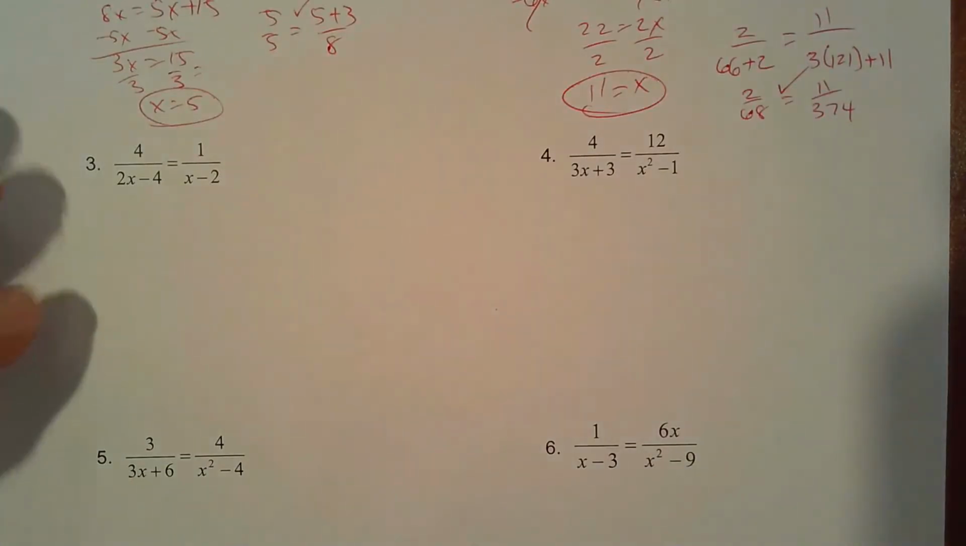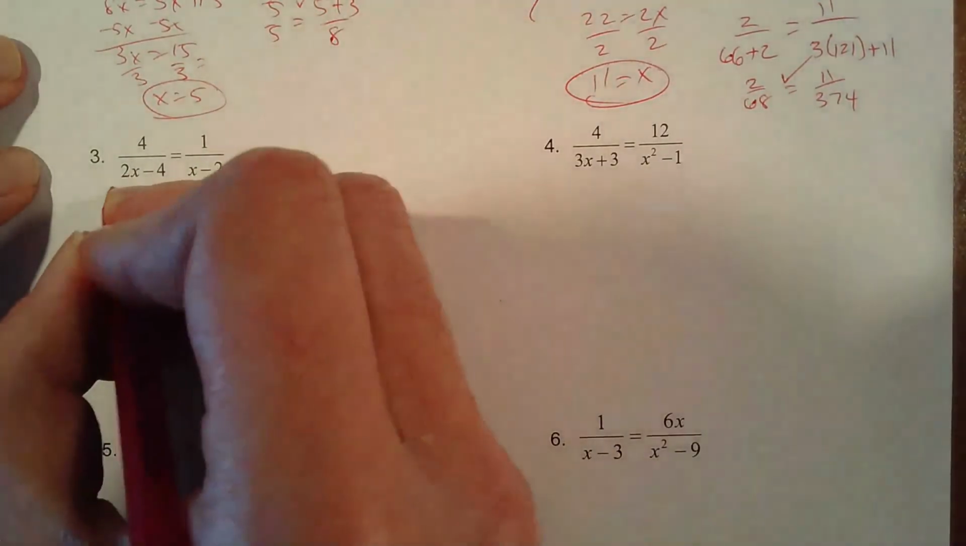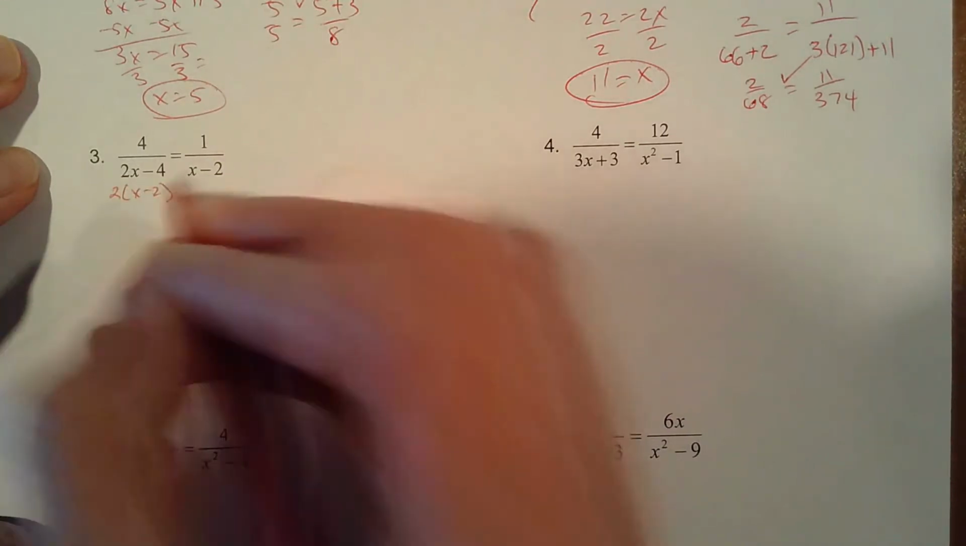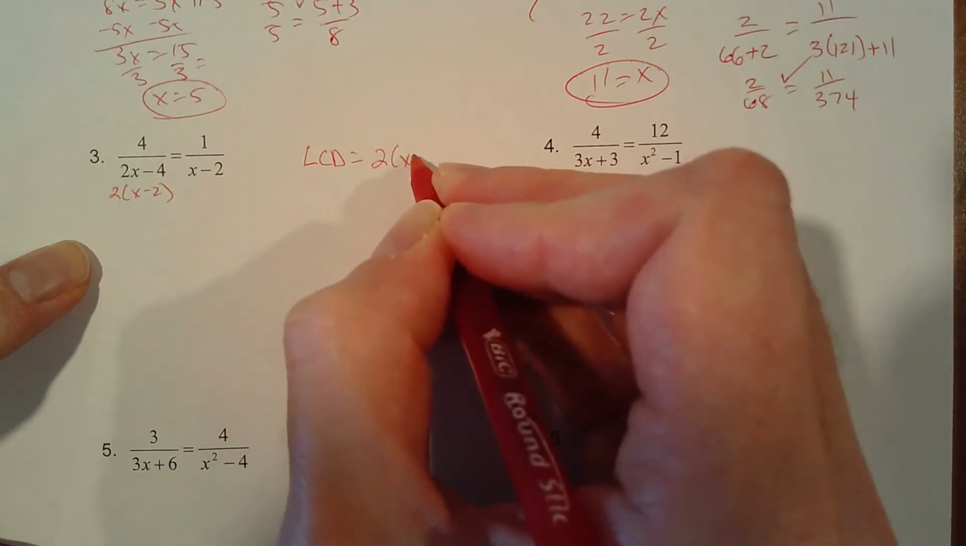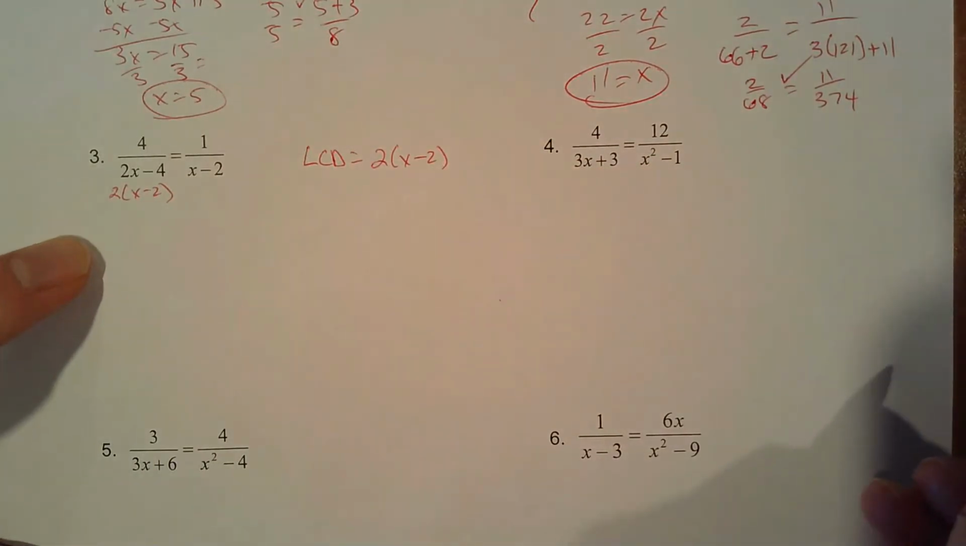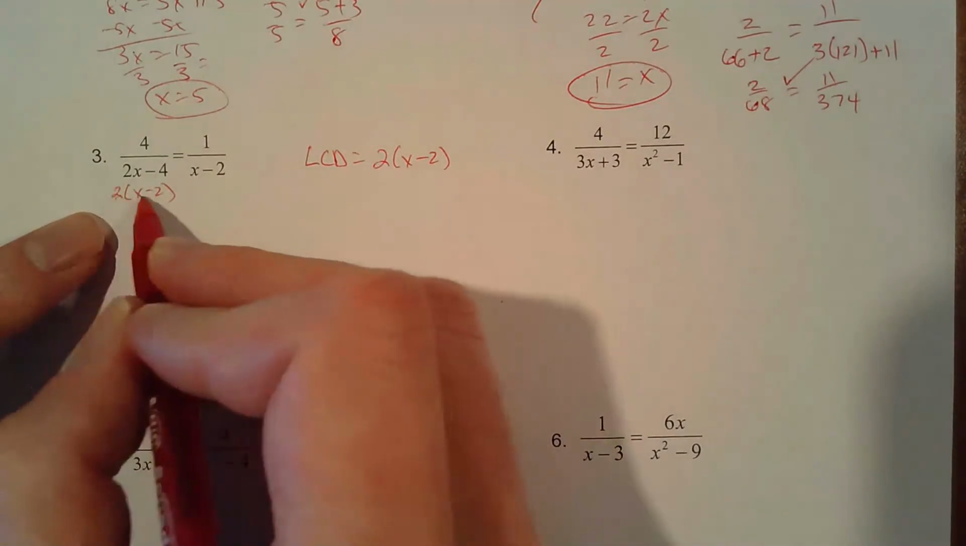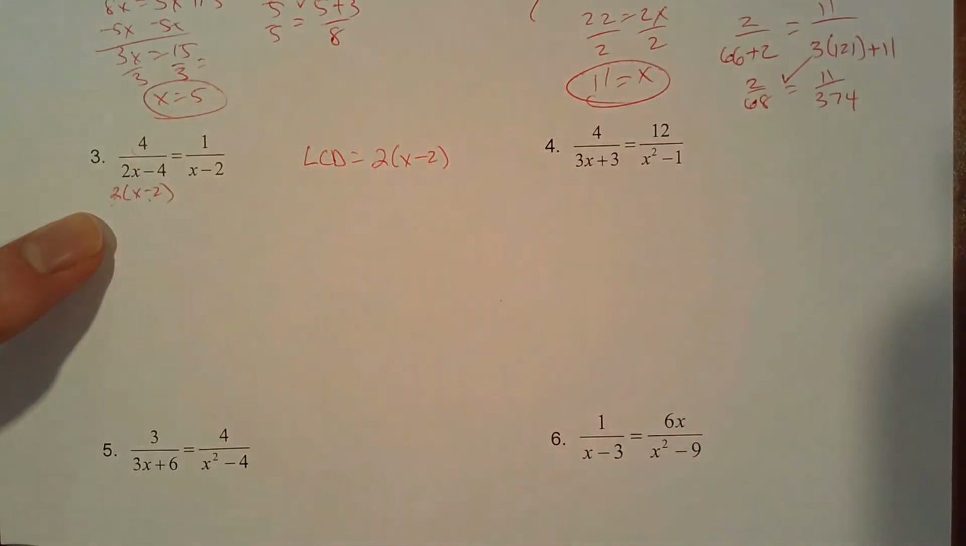Number 3, so least common multiple. This one, if I factor this, would be x minus 2. So the least common denominator here would be 2 times x minus 2. So if you want to think of what do we need to multiply by, well, this already has both of those to the top. I don't need to multiply that by anything.